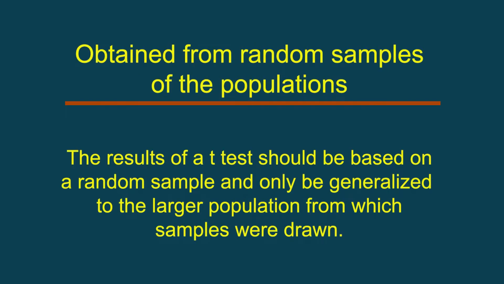The results of a t-test should be based on a random sample and only be generalized to the larger population from which the samples were drawn. So, we have to resort to the sample. We talked about this thing again and again earlier also. That means the sample has to be a random sample. Now, can you tell me why the sample is necessarily a random sample?